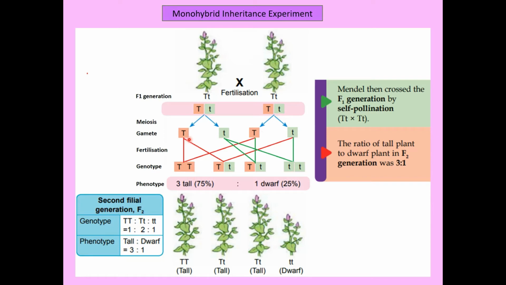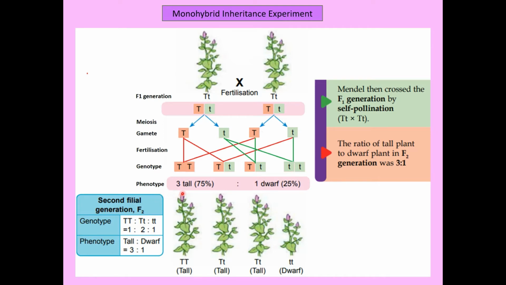And when this gamete fertilizes with this gamete, which carries the dominant allele and the recessive allele, the product is big T and small t. This one also big T, small t, because one is a dominant allele and one is a recessive allele. But in this one, both are recessive alleles, so this one is homozygous recessive. These two are heterozygous dominant. This is homozygous dominant.